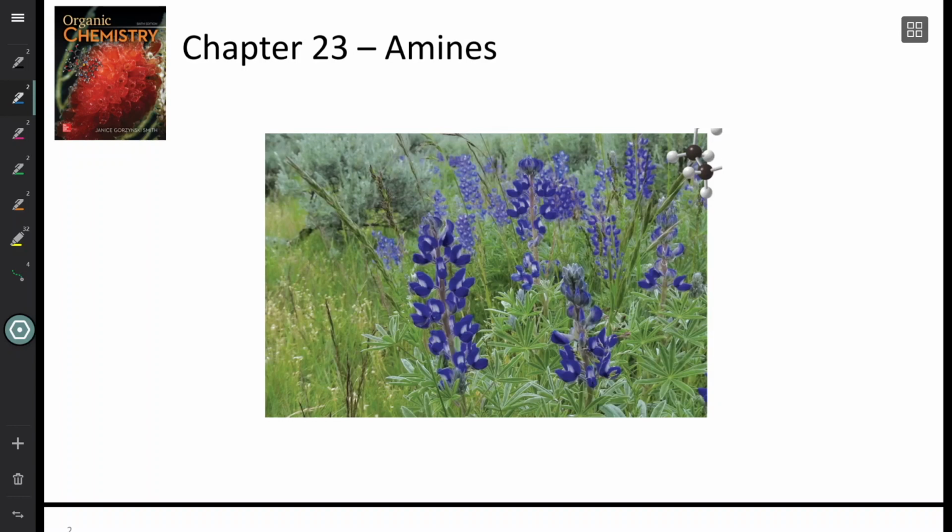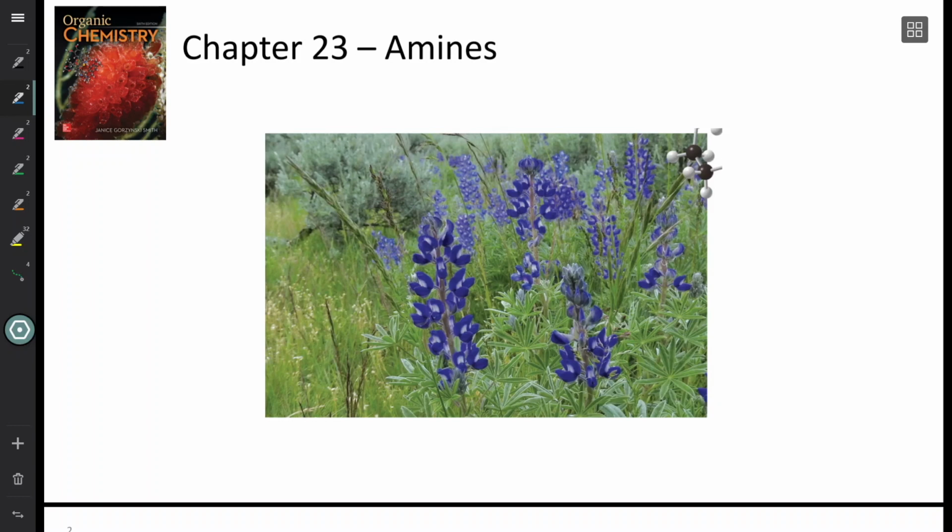Okay, welcome to chapter 23. This is the amine chapter. It's a chapter that's a little bit out of place because you've already learned about amines quite a bit, and we've done quite a bit of amine chemistry, but it's such an important functional group and it ties into a lot of synthetic processes. So we've put it together in one chapter.